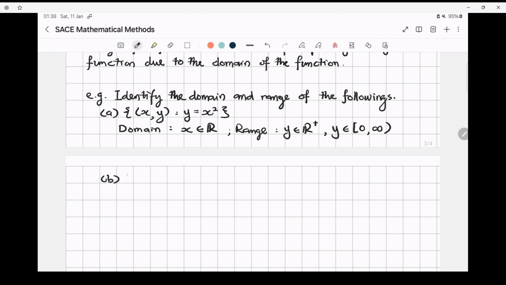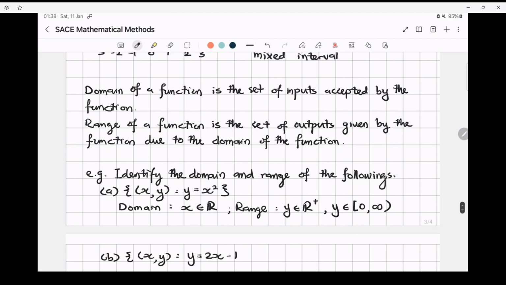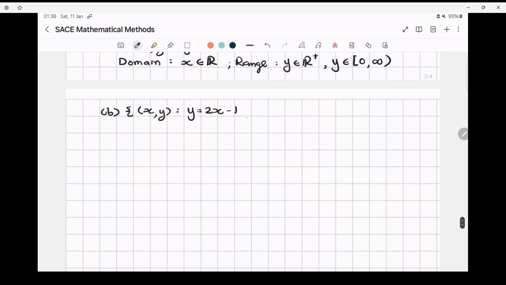So the second example would be this. y equals 2x minus 1. And this time I already specified the domain for you. It is from -1 to 2. So in this case, you don't need to write down the domain. The domain is already given. So what you need to do is to find the range.